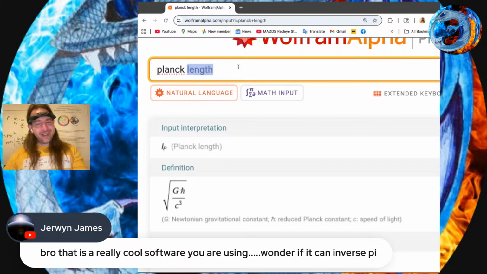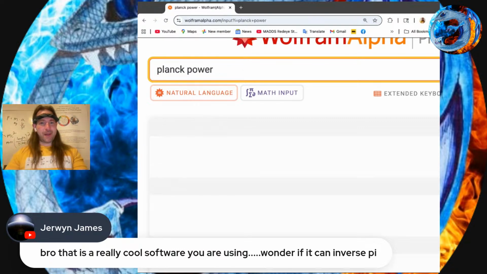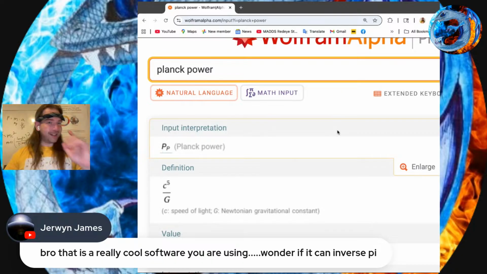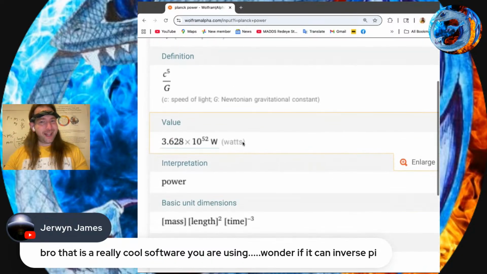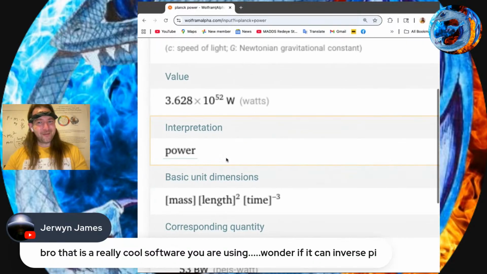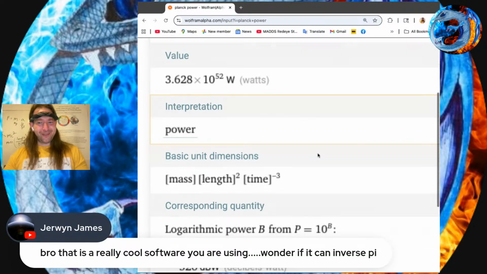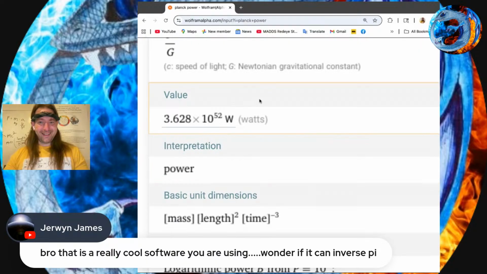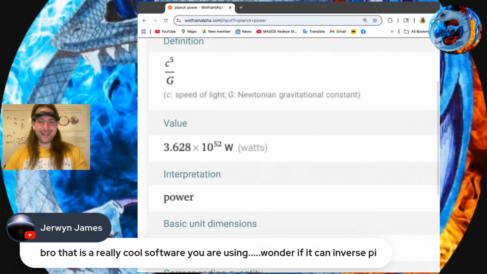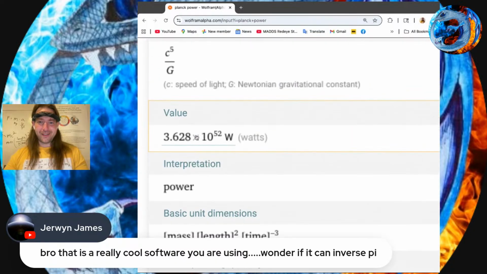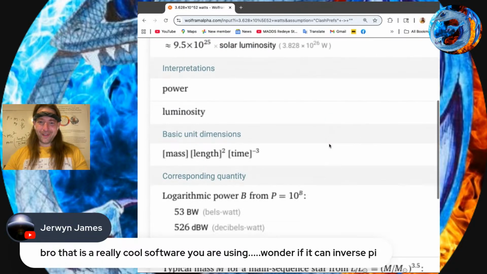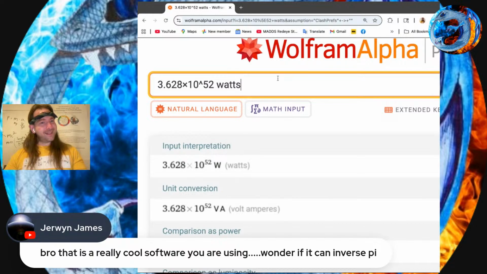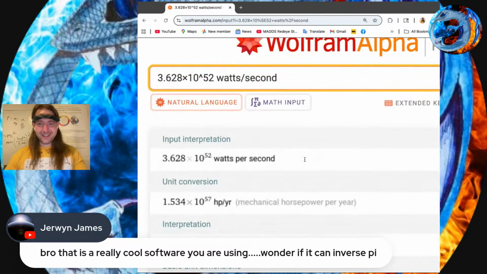But all the other Planck things in there, like Planck power, according to the Wolfram Physics Project, a maximally entangled observer, whatever that might be, would output the Planck power. What is this? 10 to the 52 watts. What the heck is that? Okay, so it's expressed in power. Watts is energy per second, so we can click on this and divide by 1 second.